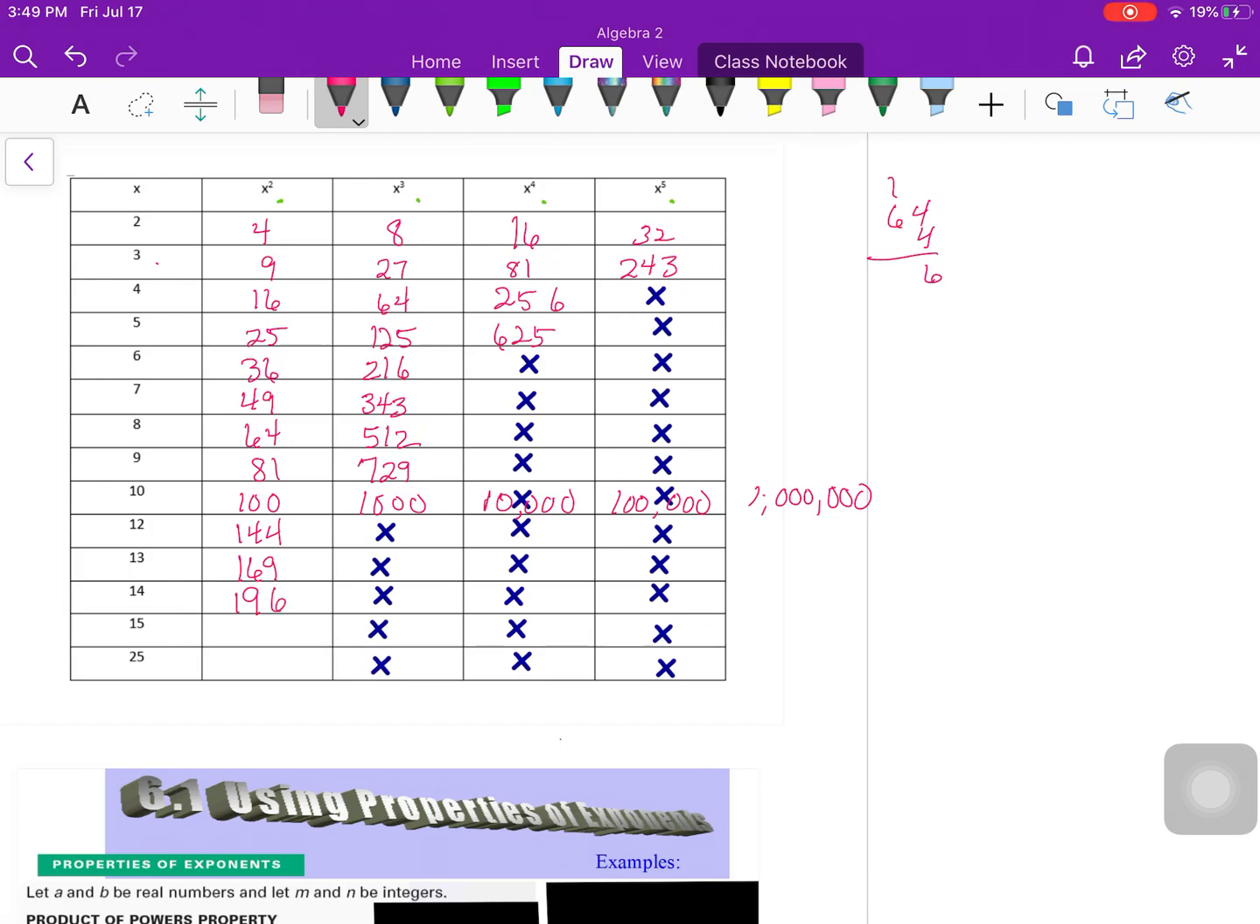12 squared, 144. 13 squared, 169. 14 squared, 196. 15 squared, 225. And 25 squared, 625. All of these squares, cubes, to the fourth, to the fifth powers, you are going to need to know by heart. They will come in quite handy knowing them in both of the upcoming chapters.